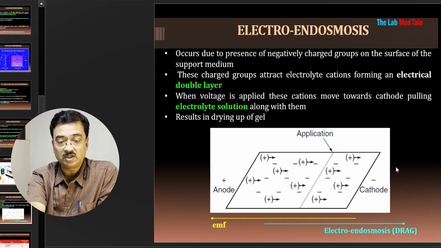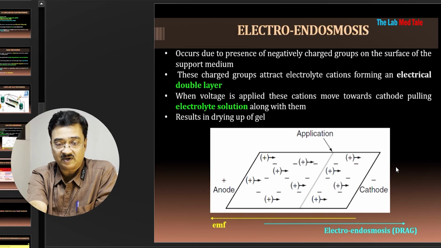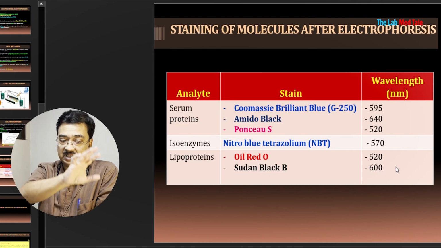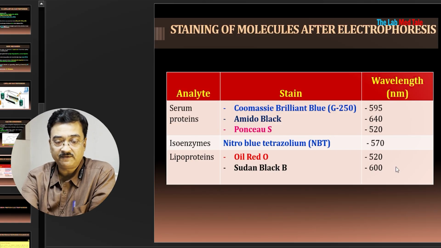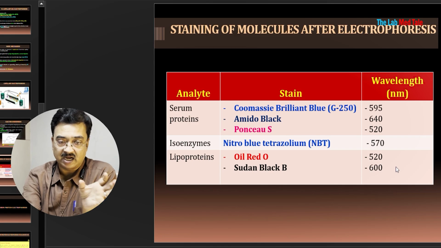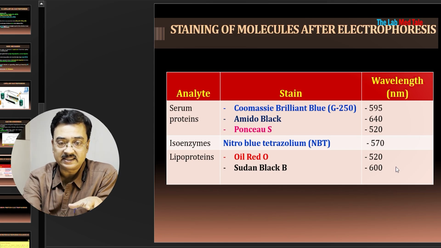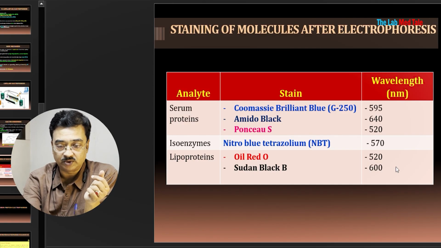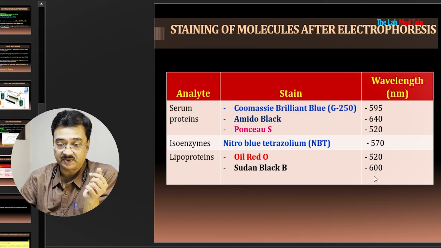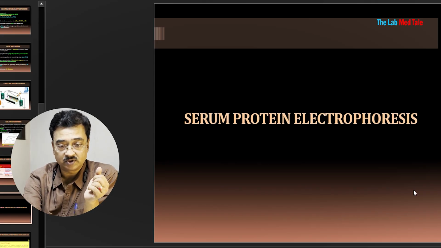When we use a more purified version called agarose gel, this endosmosis does not become very significant. Now, after separation you need to stain and destain. For serum we use Coomassie blue, amido black and Ponceau. For isoenzymes we use nitroblue tetrazolium, and for lipoproteins we use either oil red O or Sudan black. These are the respective stains. Here you can read and see a graphical representation of those stain products.